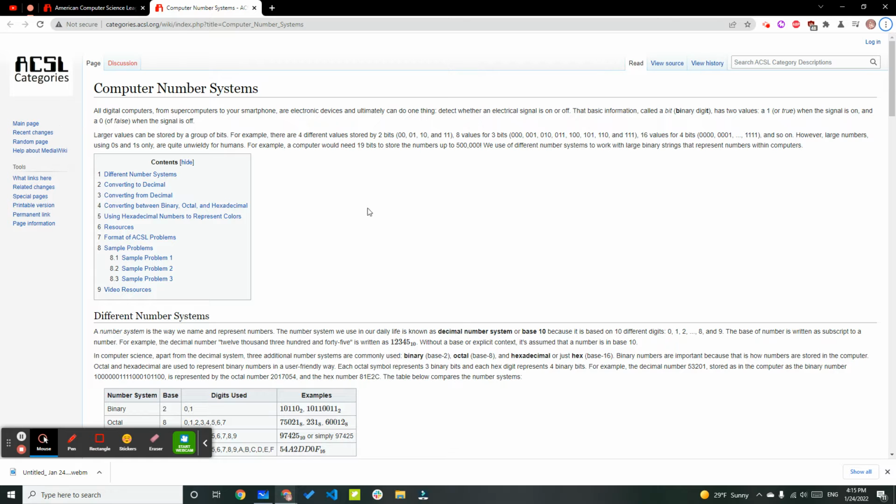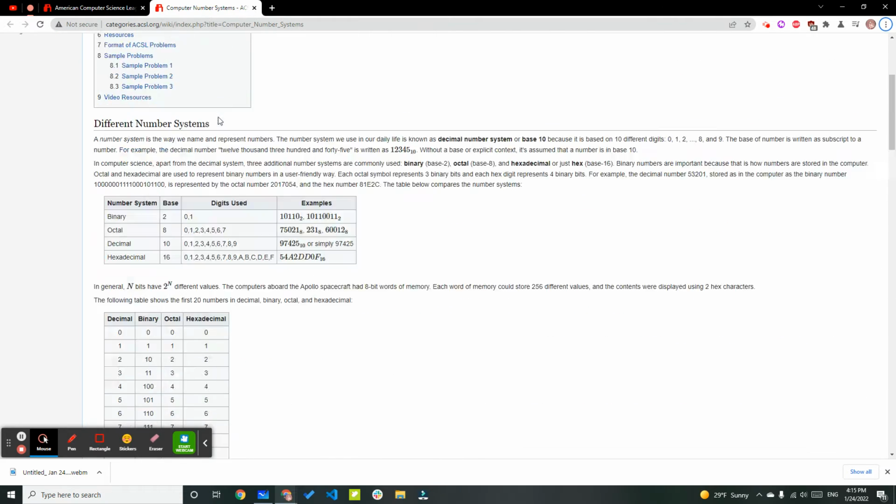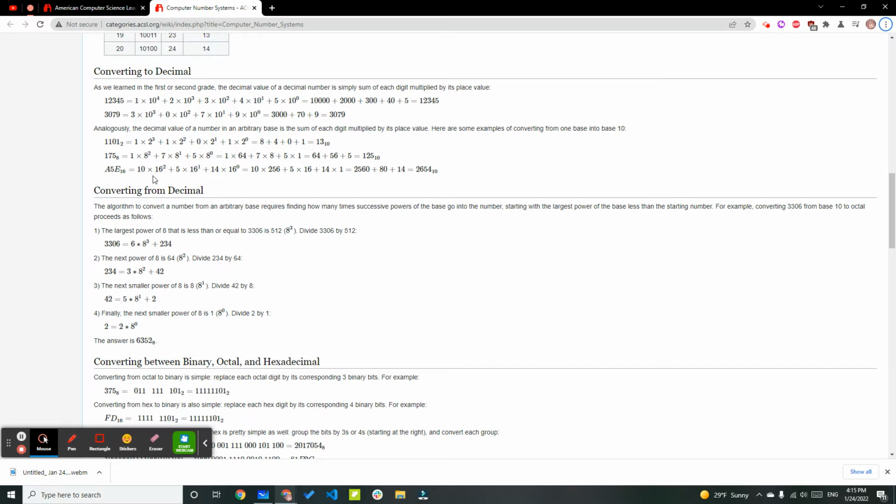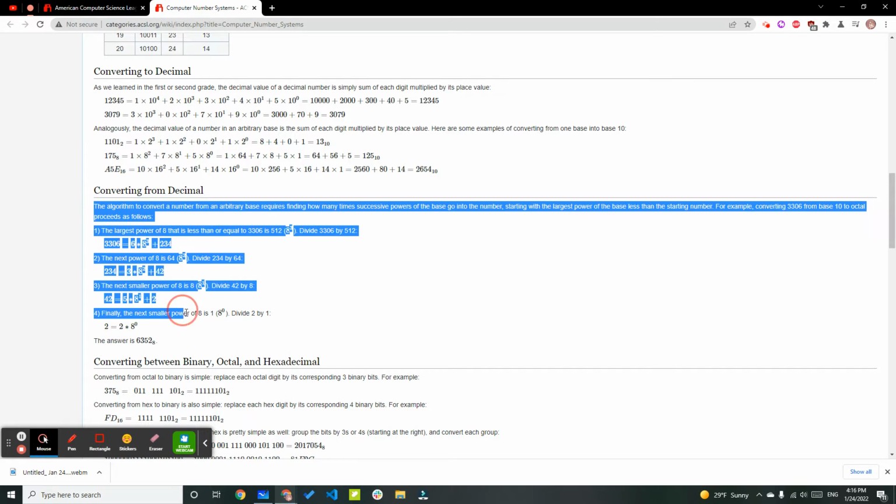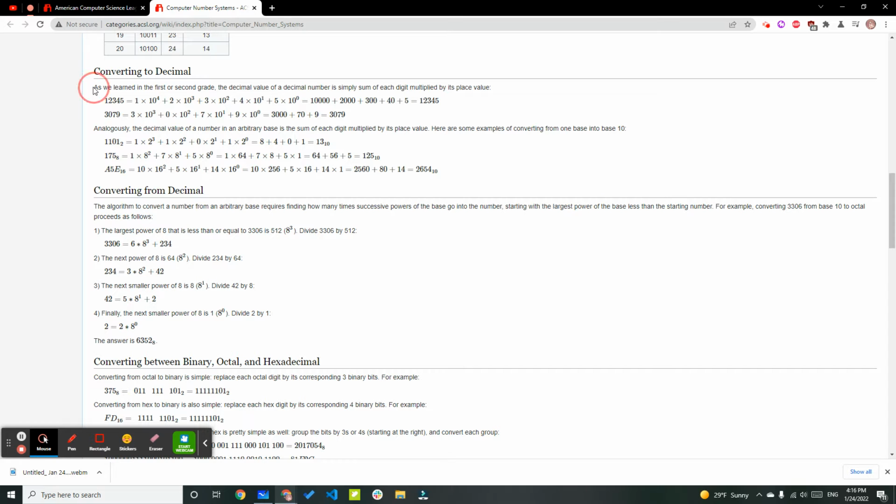Today we are learning the second part of ACSL's computer number systems. Today we are going to continue and learn how to convert from decimal, unlike last class where we learned how to convert to decimal.